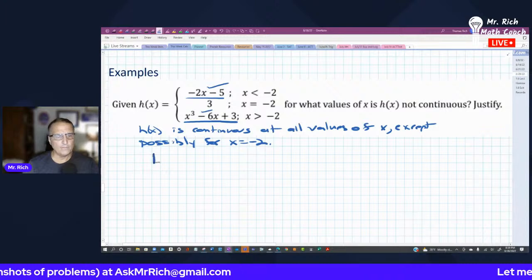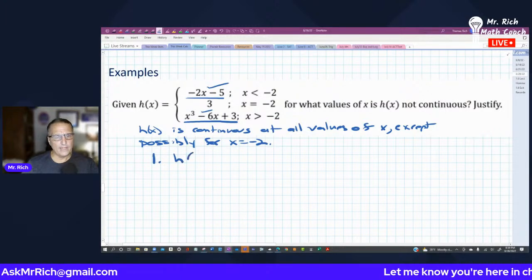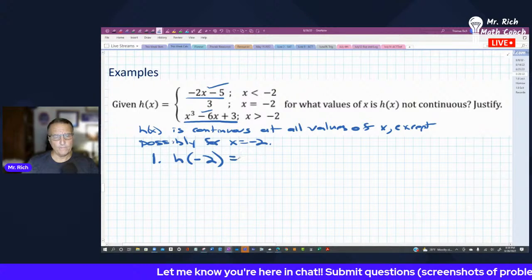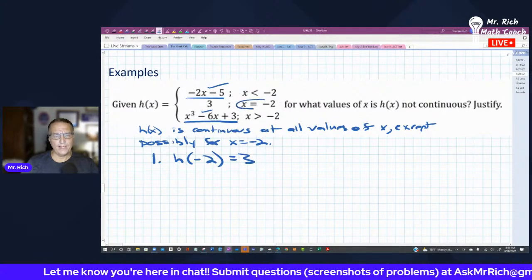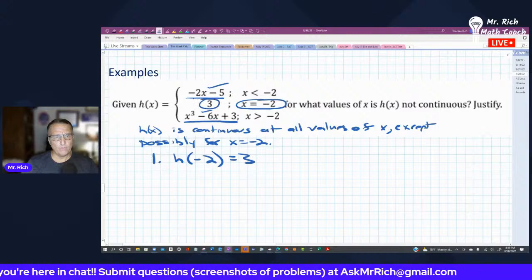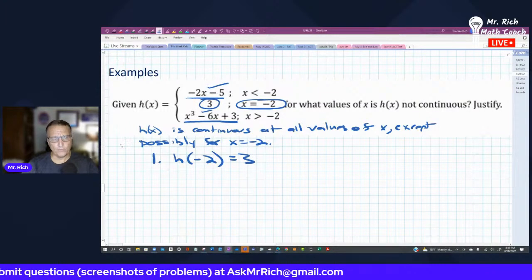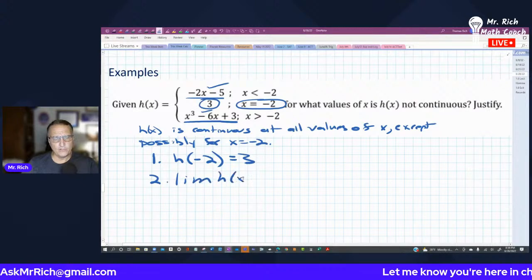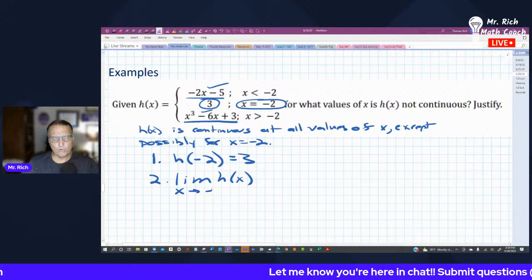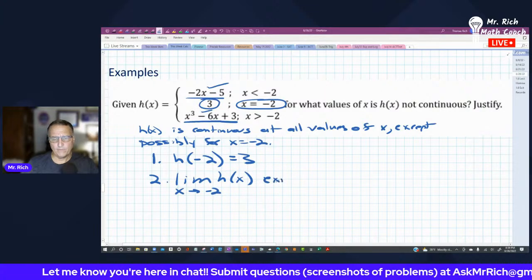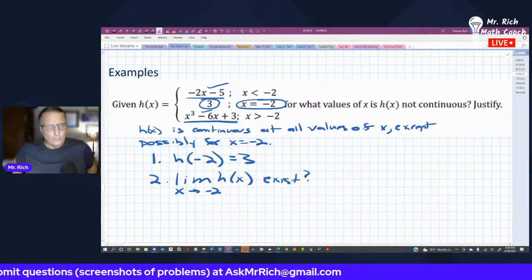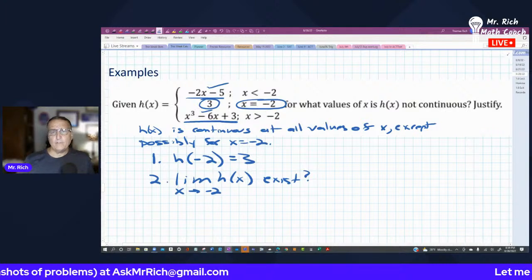So that's my task right now, is to see, hey, is this thing discontinuous at negative 2? So let's start down the process. Let's find h of negative 2. Well, h of negative 2 is a 3, because when x is exactly negative 2, my y value for the function is 3. Number 2, I need to see if the limit of h of x as we approach -2 exists. Does it exist? For it to exist, the left hand and right hand limits have to be the same.